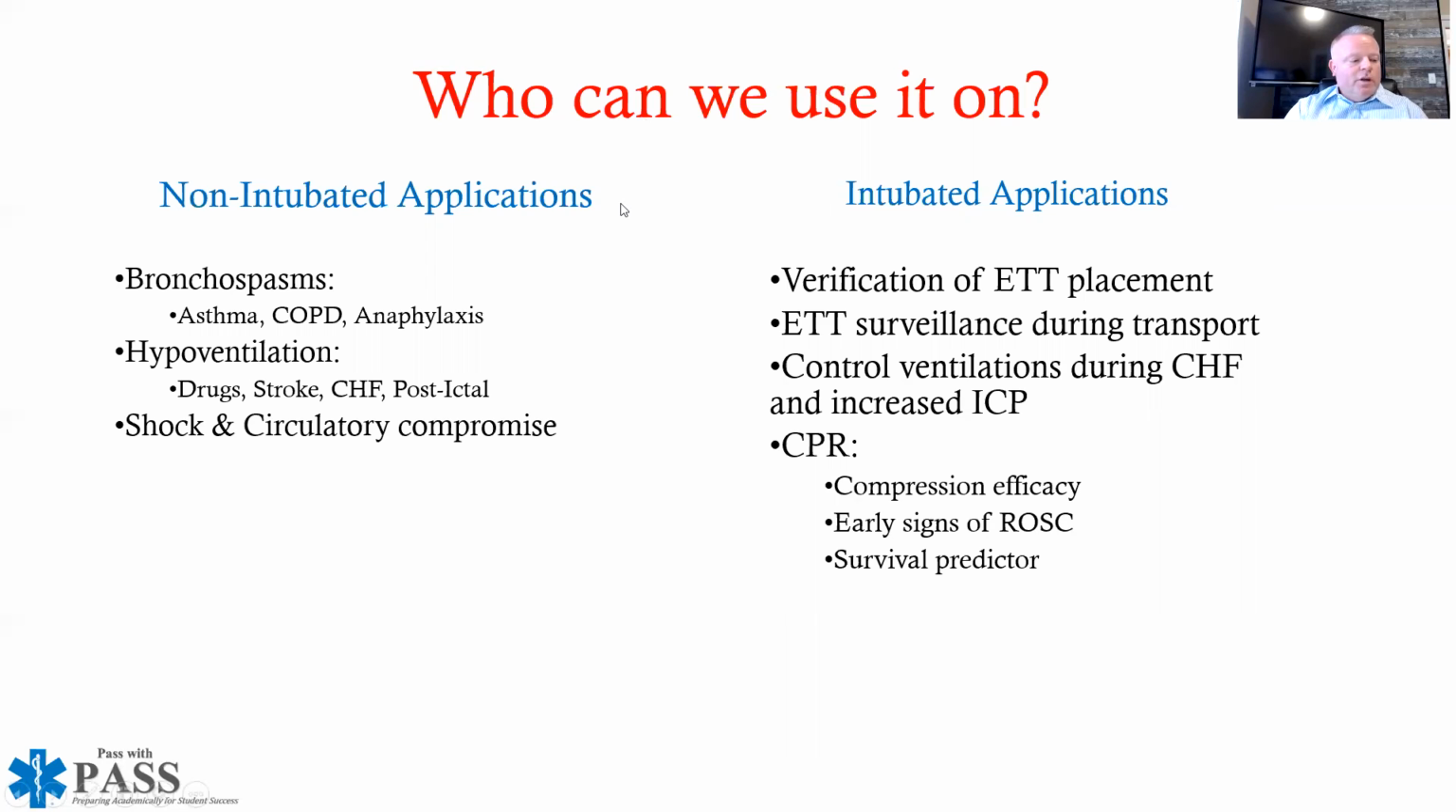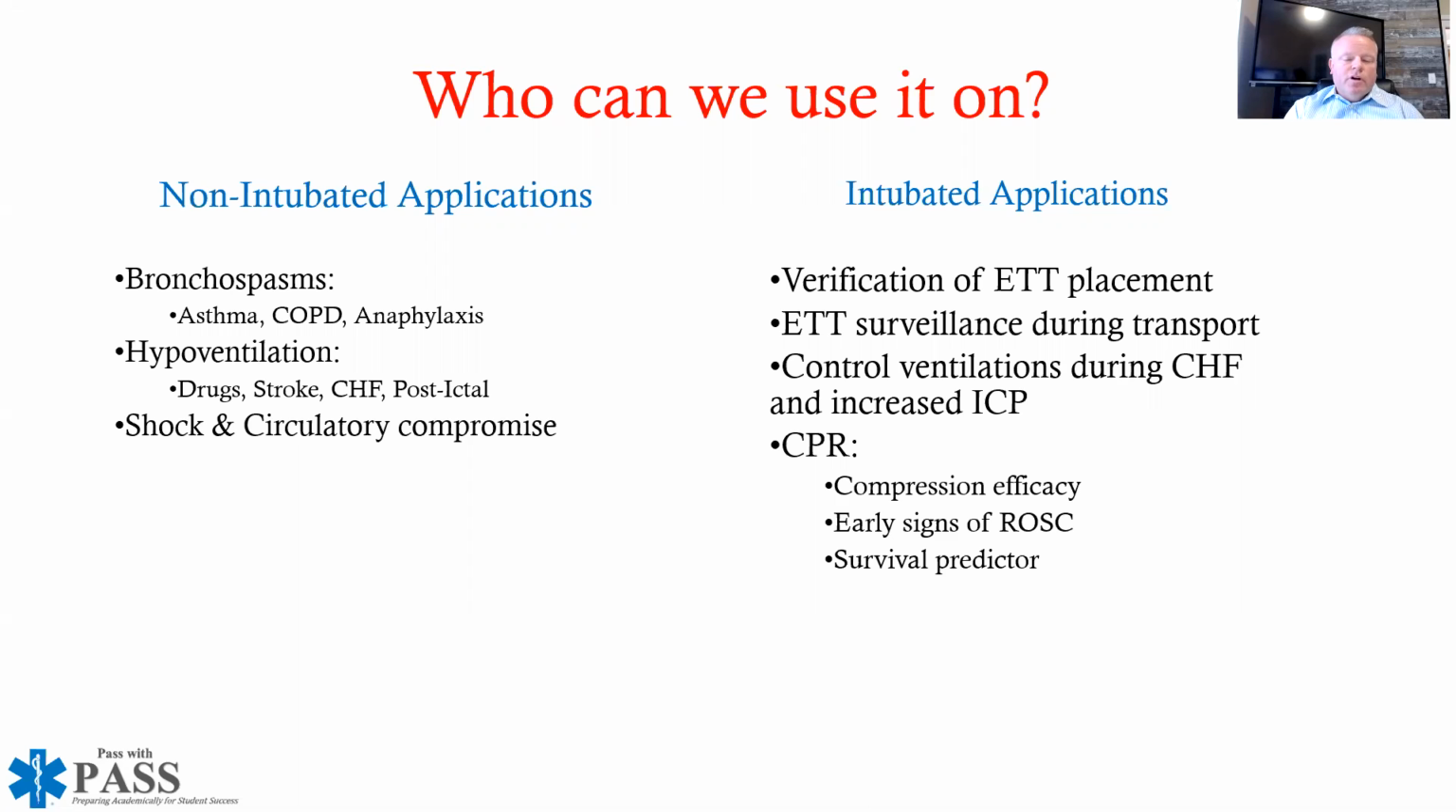All right. So who else can we use it on? The non-intubated patient applications. So bronchospasms, your patients that have asthma, COPD, and anaphylaxis. Remember that those are issues with getting air out, not getting air in. If you have a patient that is a known COPD patient or asthma patient, you can certainly put this on them, and you will be able to tell if that patient is having any type of bronchoconstriction, oftentimes before the patient will even know that. They may tell you that they're having a little bit of difficulty breathing, and you can see that they actually have a fairly obstructed waveform pattern. Go ahead and start treating that patient based on your protocol and on what your findings are.